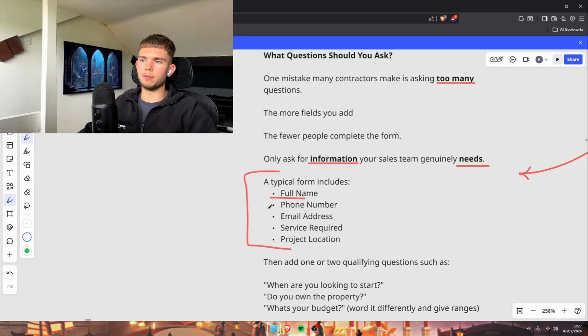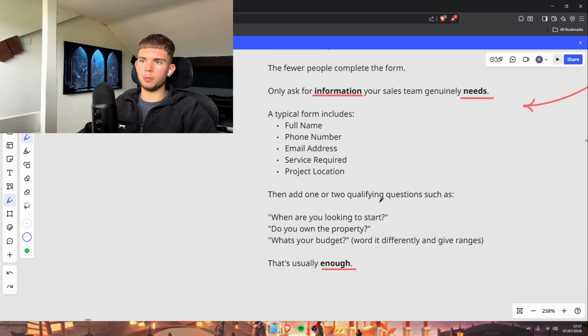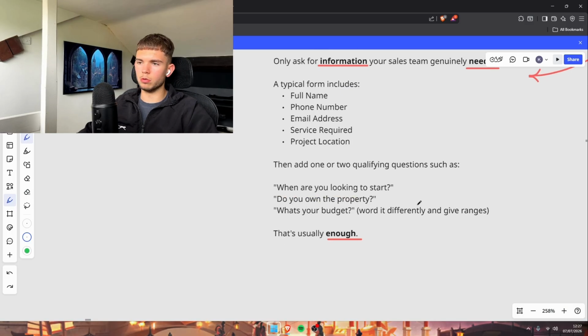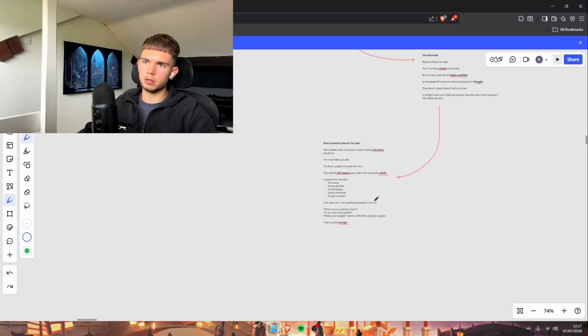So it could look like full name, phone, email, service required, project location, and the time frame in which they want the project done. Add 1 or 2 qualifying questions. Do you own the property? What's your budget? Obviously, like I said before, when you're looking to get it done, that's usually enough, right?